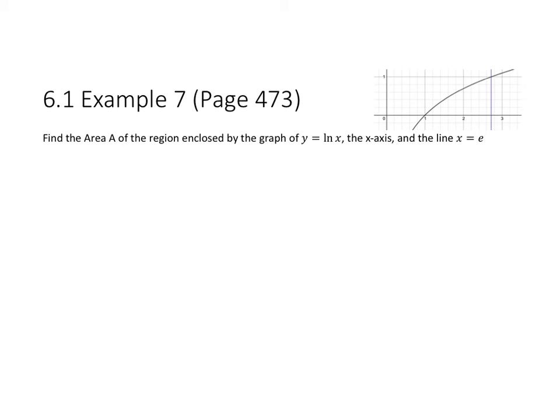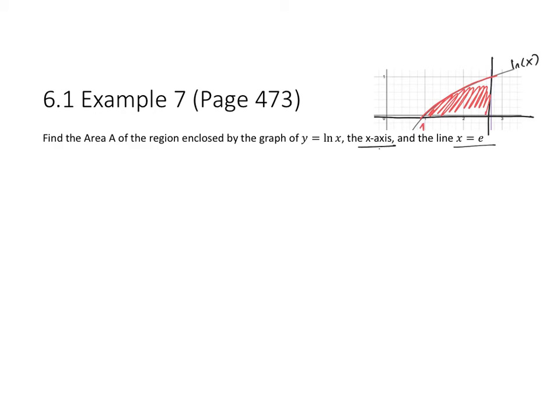Let's jump up to example 7 on page 473. It says, find the area of the region enclosed by the graph y equals ln of x. So this is ln of x. The x-axis and the line x equals e. So we're closing it between here and here, and this graph. So we're looking for this area right in here.